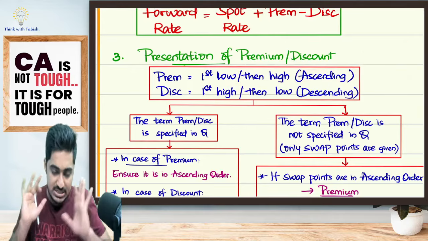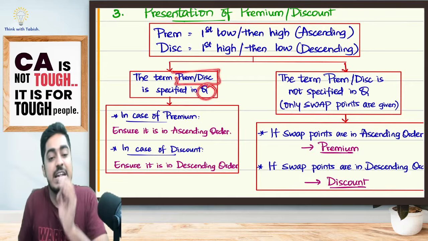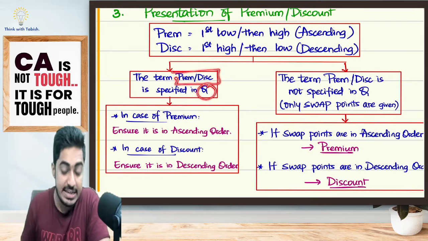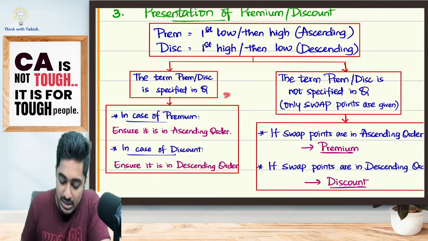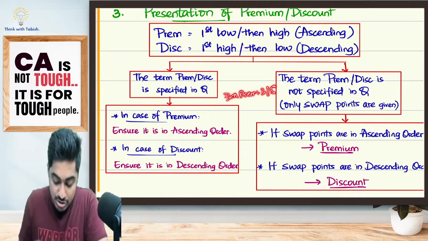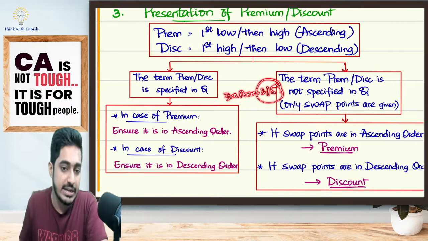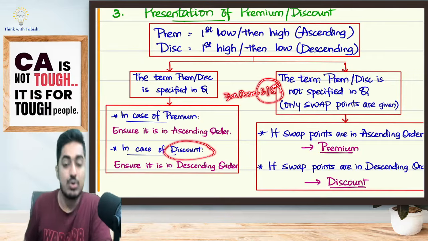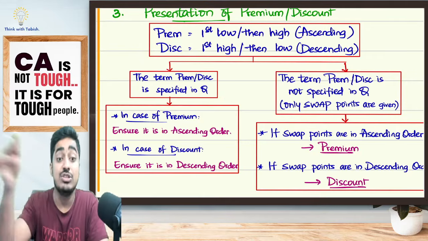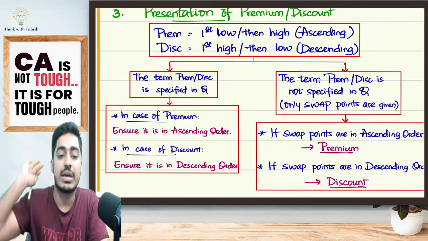So how can questions come? Firstly, the question specifies premium or discount. Suppose the question says the 3-month premium is 3/5. It is a premium, I have to add it, but ensure that it is in ascending order; otherwise, write it in ascending order and then do the calculation. In case of discount, the question has specified it is a discount. Ensure it is in descending order; otherwise, first write it in descending order, then do the calculation.